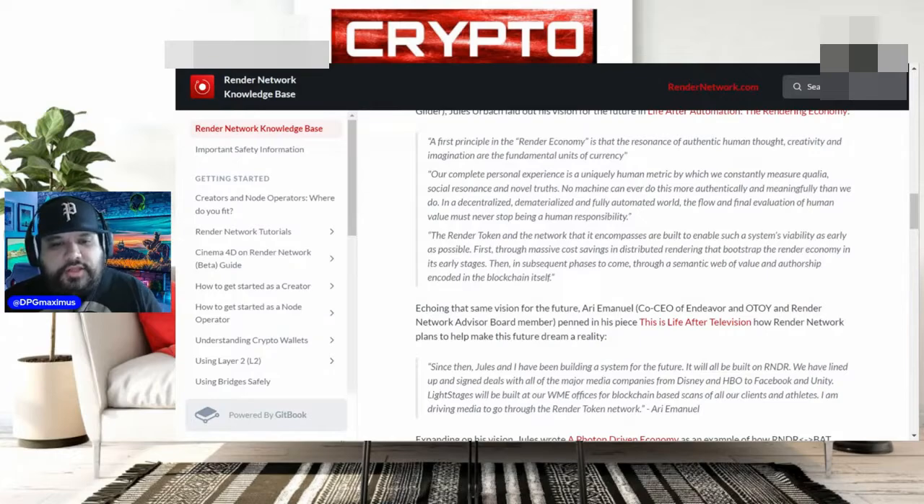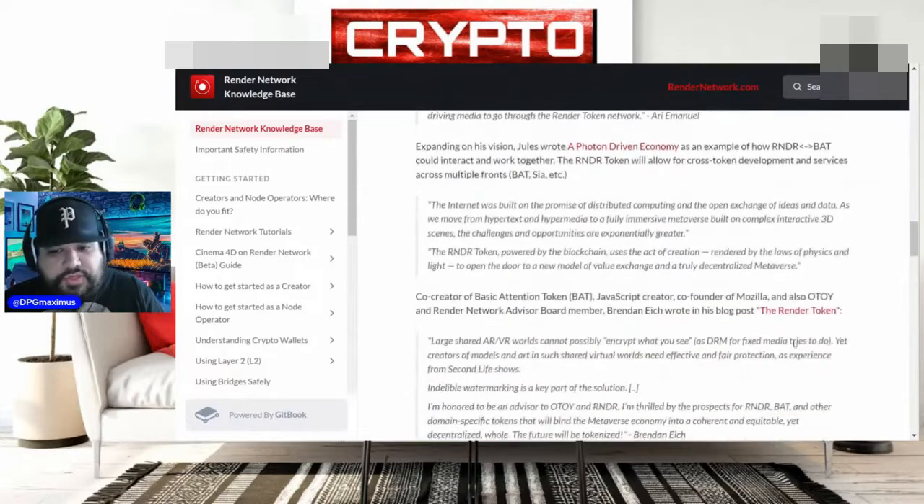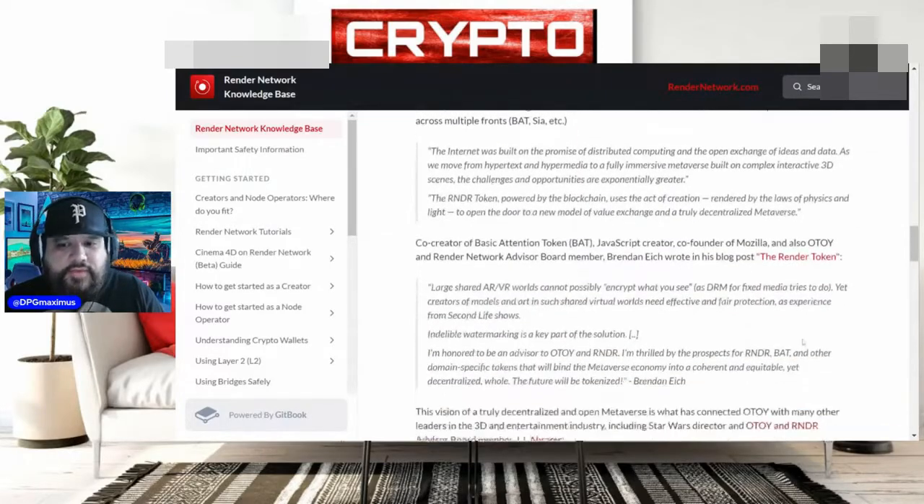First, through massive cost savings in distributed rendering that bootstraps the Rndr economy in its early stages. Then in subsequent phases to come, through a semantic web of value and authorship encoded in the blockchain itself. There's obviously a lot more to this and so on, but again, I like how it's worded.